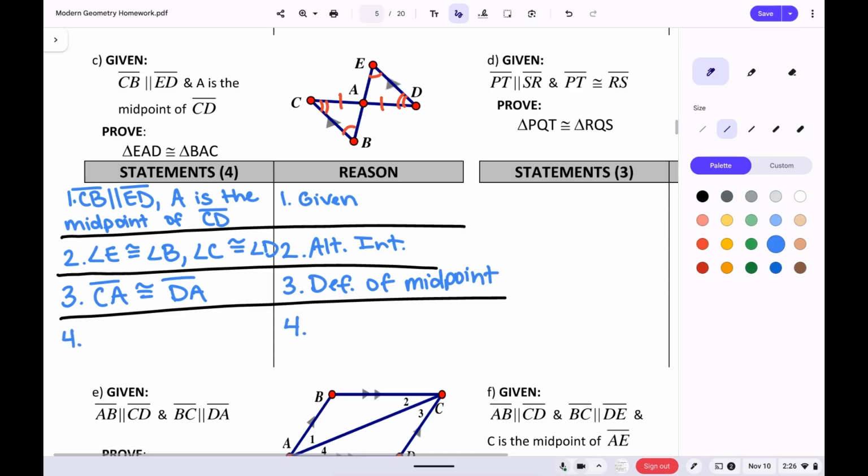Okay, so now look at what I have marked. Do I have enough? Do I have a test that works? If we mark this up, this is an angle and a side. AAS is one of our 5 tests, so we should be able to finish it here and say triangle EAD is congruent to triangle BAC because of angle, angle, side.